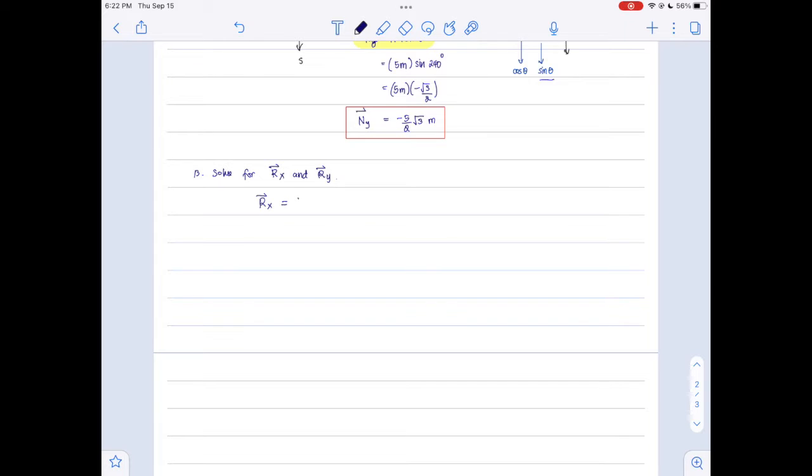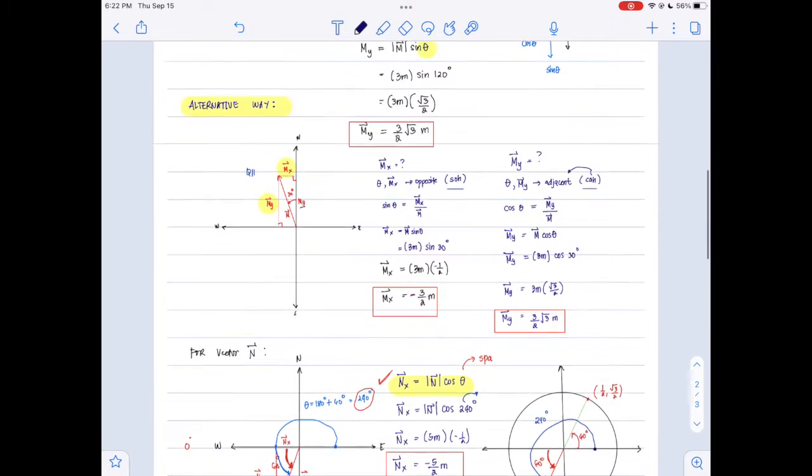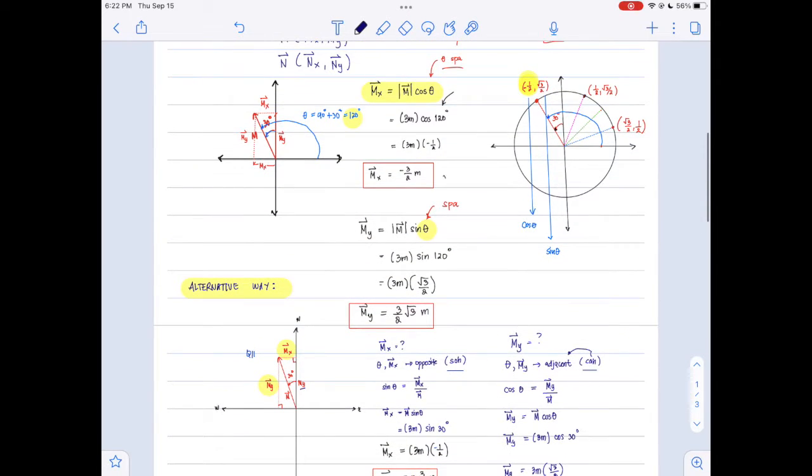That means the x of the first vector and the x of the second vector. Sum of all x components. Rx. We already got this for mx, so let's look at it. Let me check so you can see.